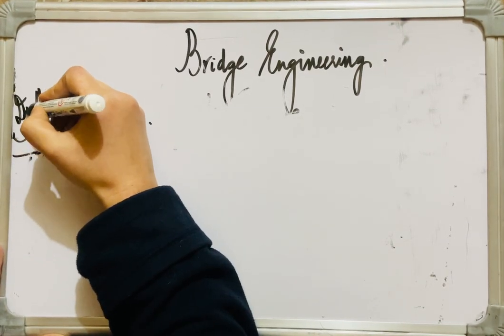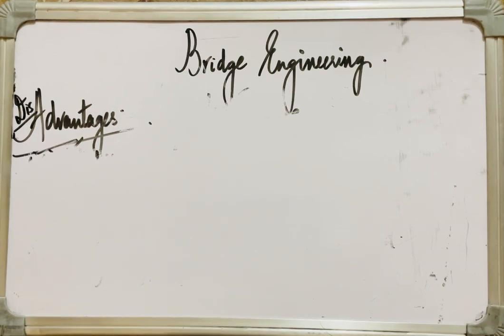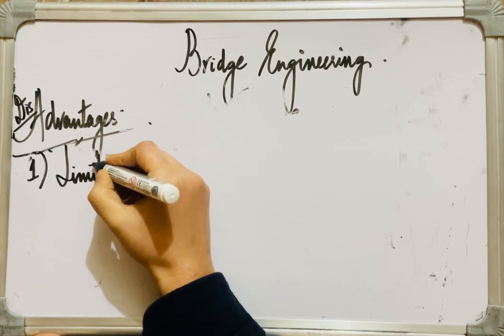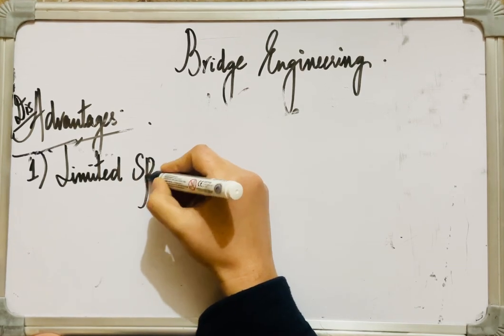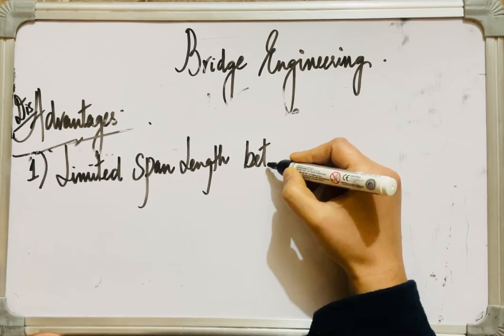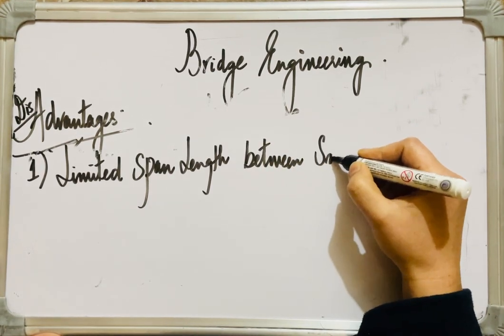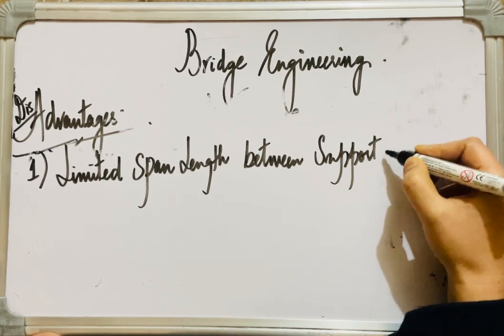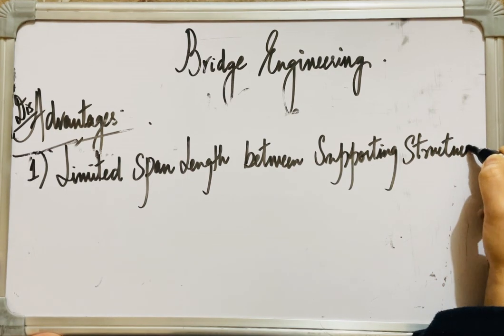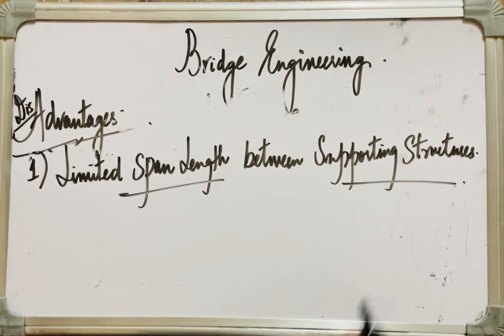The disadvantages of a beam or a girder bridge are, the first one being that limited span length between supporting structures can be created. Limited span length between the supporting structures. So that means these beam bridges or girder bridges are not ideal for long spans.